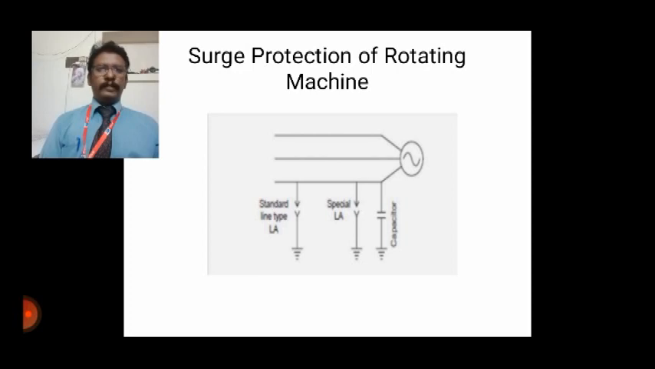To protect the major insulation, a special lightning arrester has to be connected at the terminals of the machine. And to protect the minor insulation, a condenser of suitable rating has to be connected at the terminals of the machine. So these are some of the techniques we can adopt to protect our devices against overvoltages.